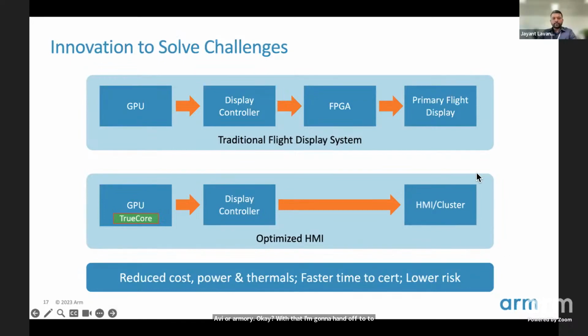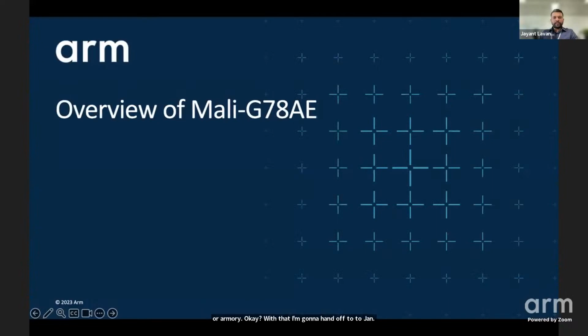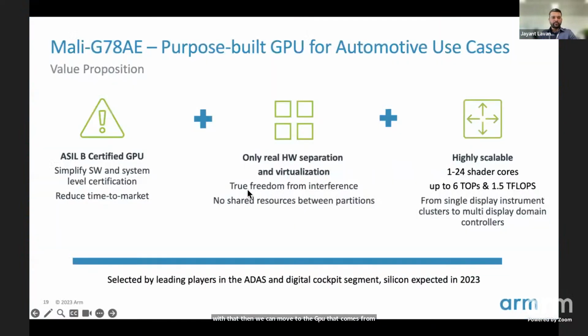Thank you, Neil. So we have seen, even in the journey of the avionics industry, how the GPU was central to the solution of safe rendering. And with that, we can move to the GPU that comes from Arm, which is the first GPU, Mali G78AE. Let me take you through the G78AE highlights.